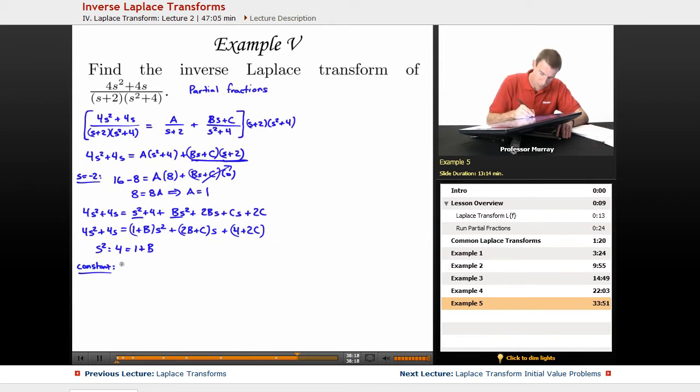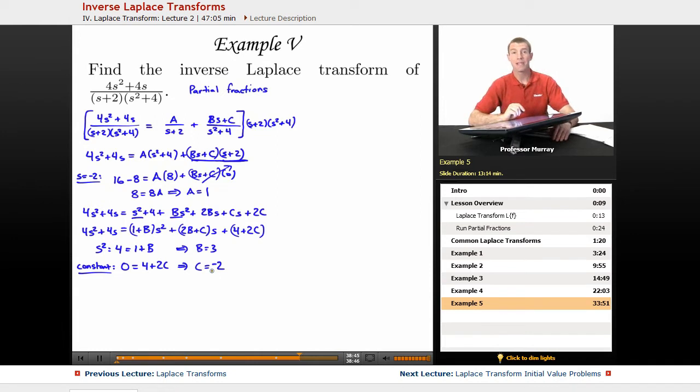Constant terms tell me that on the left I have 0 as a constant. On the right I have 4 plus 2c. And so that's probably enough that I can solve for b and c. I won't worry about the s terms because I don't need them. But I see if 4 equals 1 plus b, then b is equal to 3. And if 4 plus 2c is equal to 0, then my c is equal to negative 2. So that means that I've figured out all my coefficients, a, b, and c.